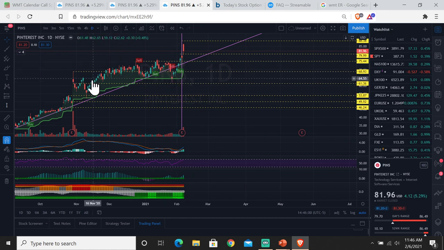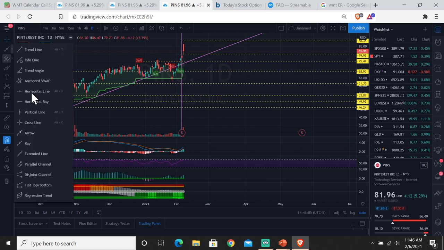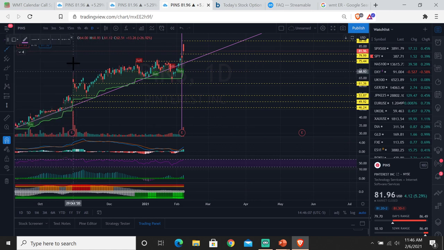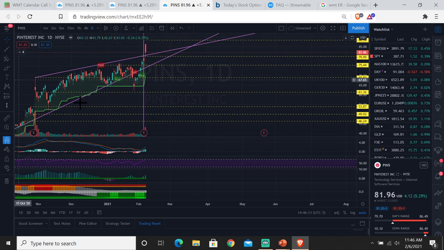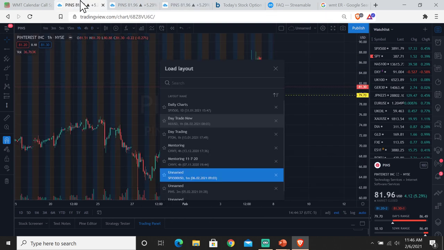Notice it dips below that there. I think there was a better trend line somewhere. That's an interesting one, but then we had this over here, so that's not valid. But basically we were in a bullish channel. I can't find the chart that I actually charted pins on anymore.